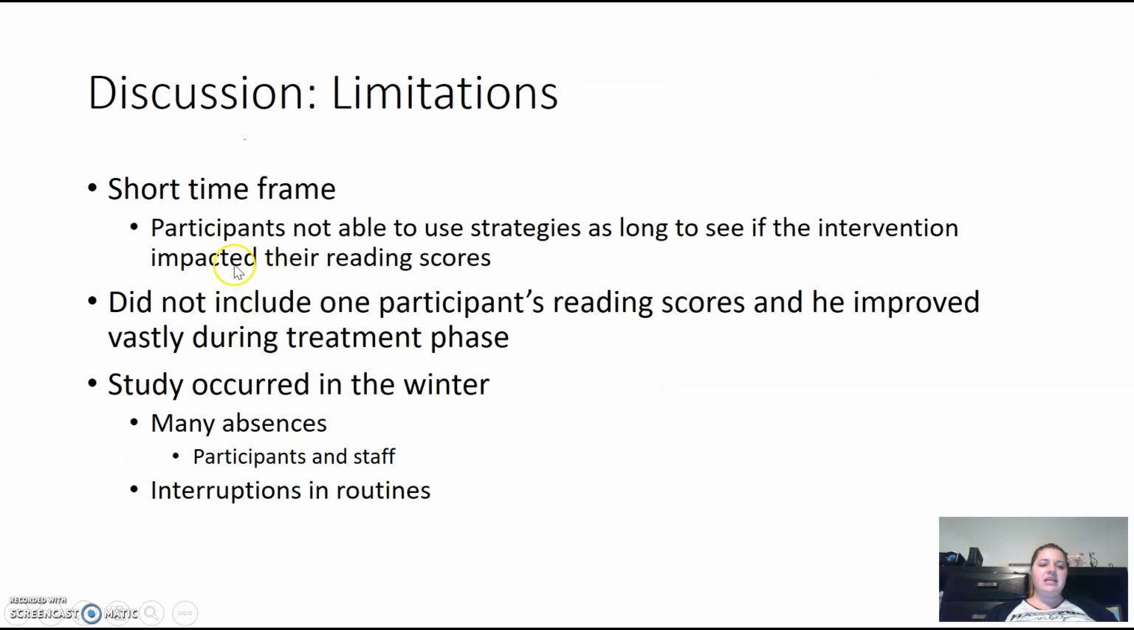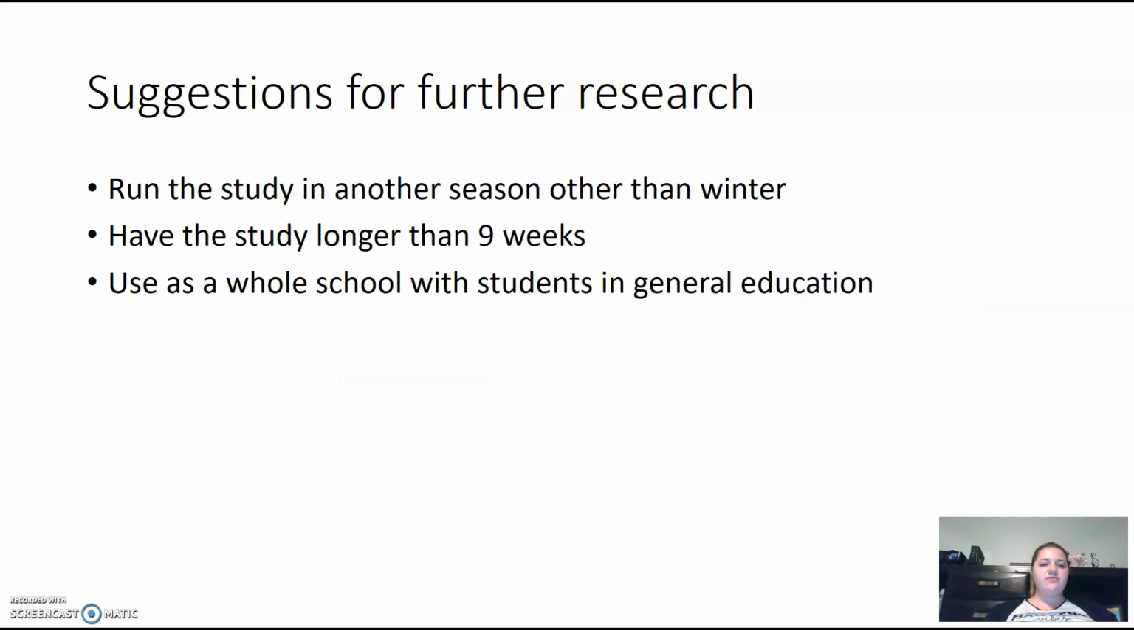And then some of the limitations were the short time frame. Participants weren't able to use strategies as long to see if the intervention would impact their reading skills. It did not include one of the participants' reading scores because he wasn't a reader quite yet. And then the study occurred in the winter, and there were a lot of absences between the participants and also the staff. And then there were a lot of interruptions in routines. Suggestions for further research would be to try it in another season, have it longer than 9 weeks, and also use it with a whole school of students in general education.